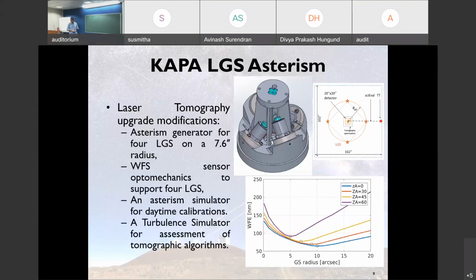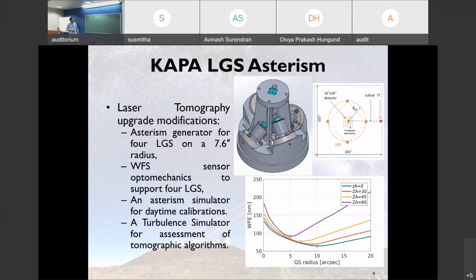And so this is for Shivrani ma'am's question. This is the modeling that we did to figure out the 7.6 arc second at the different zenith angles. There were simulations to check what kind of asterism radius would give the least amount of wavefront error. Of course we cannot design for all zenith angles. So the sweet spot was found to be at 7.6 arc second, which would give the least amount of wavefront error as a median of all zenith angle combinations that Keck would be used.